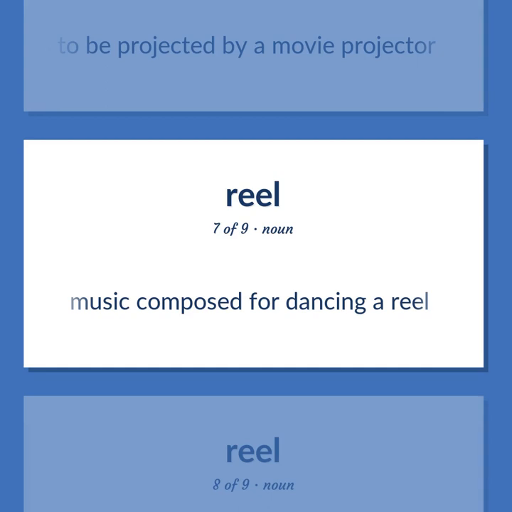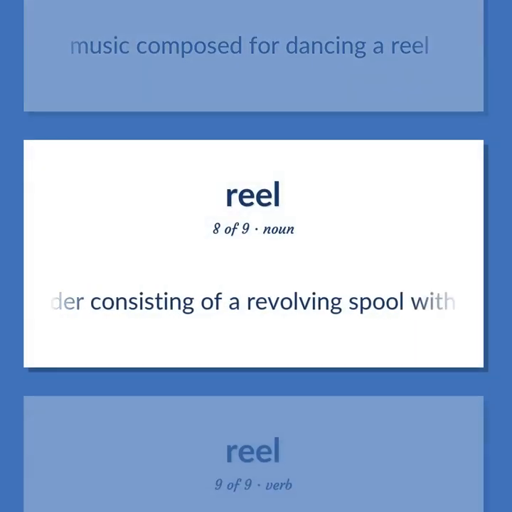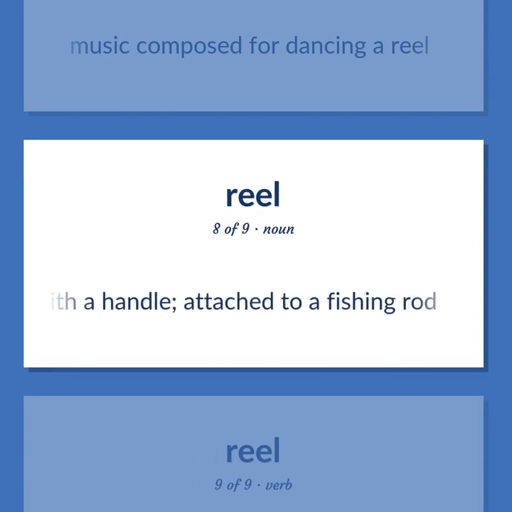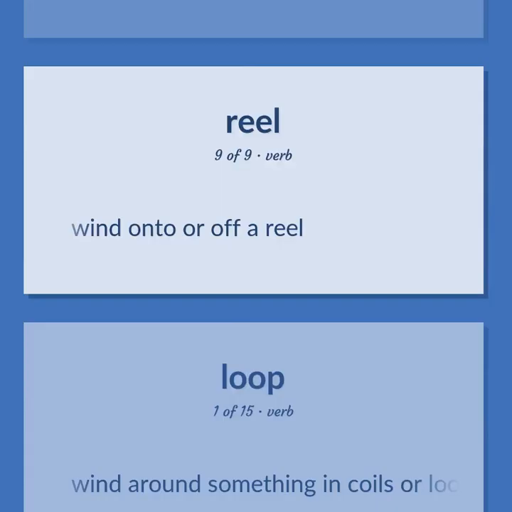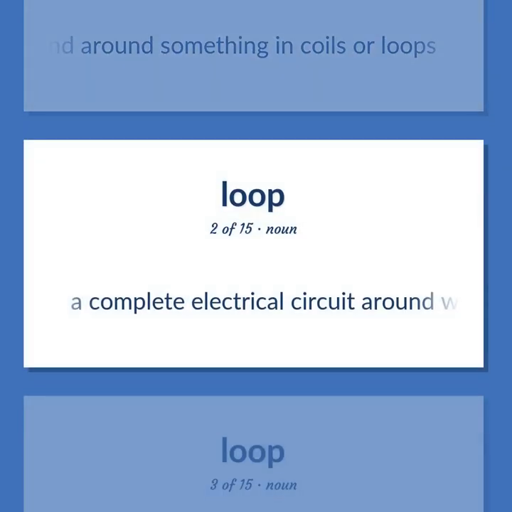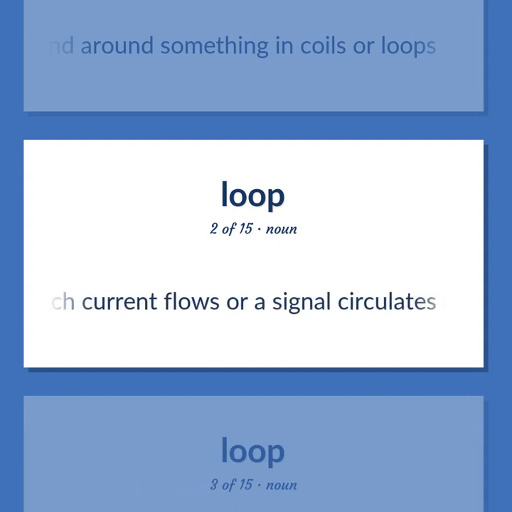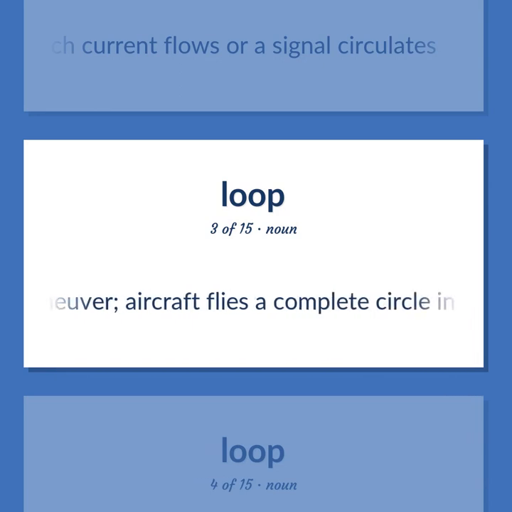Music composed for dancing a reel. Winder consisting of a revolving spool with a handle, attached to a fishing rod. Wind onto or off a reel. Wind around something in coils or loops. A complete electrical circuit around which current flows or a signal circulates. A flight maneuver. Aircraft flies a complete circle in the vertical plane.